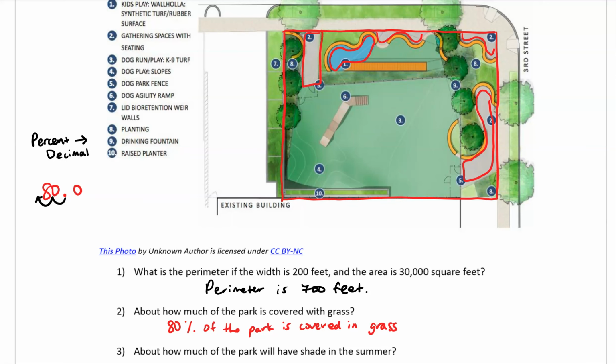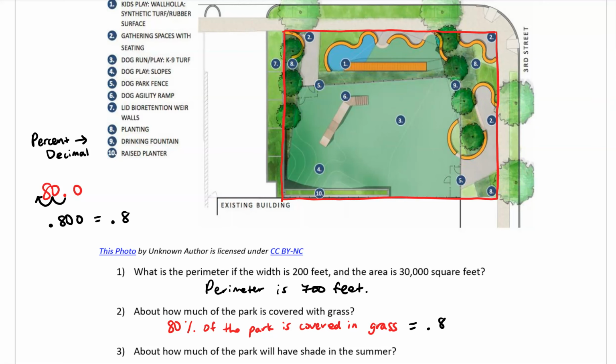So if I moved it over 2 places, then that would give me 0.800. And this is a preferential thing, but you can drop the zeros. So this is equivalent to 0.8. So same thing as 0.8 if I wanted to write it in decimal form.